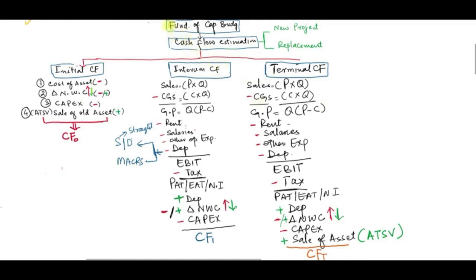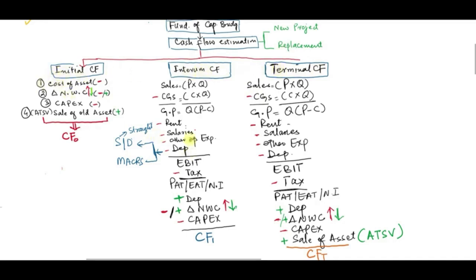So if you see, we started from the fundamentals of capital budgeting, and there we learned how to estimate the cash flows, right? So this chapter is for cash flow estimation, and we do cash flow estimation for the project, and the project can be a new project or it could be a replacement project. Okay, so whether it is a new project or replacement project, we have 3 types of cash flows. Number 1 is initial cash flow, we have interim, and last is terminal cash flow.